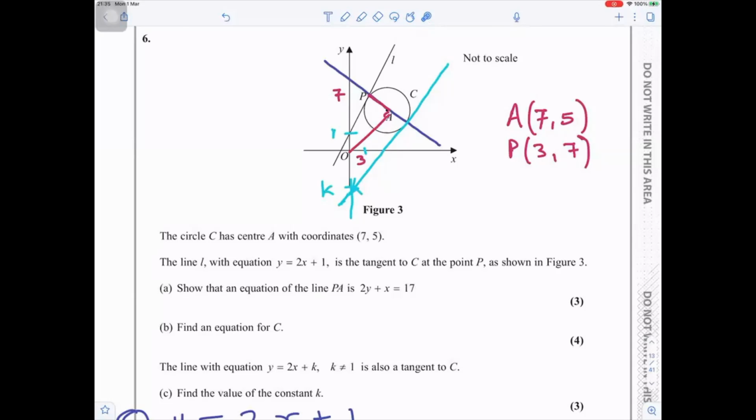For question number 6, the circle has center A with coordinate 7, 5. For part A, show that an equation of the line PA is 2y plus x equals 17.